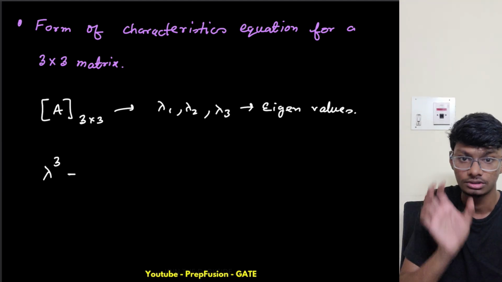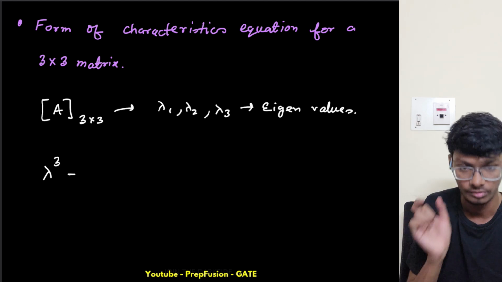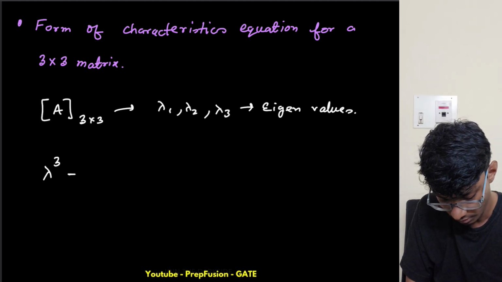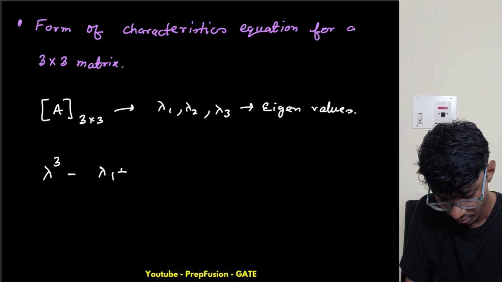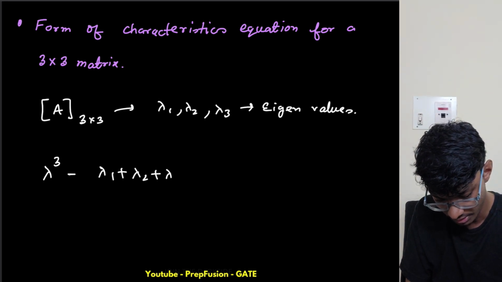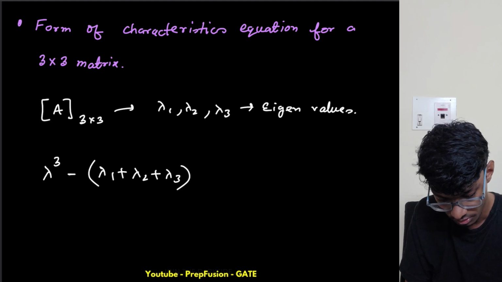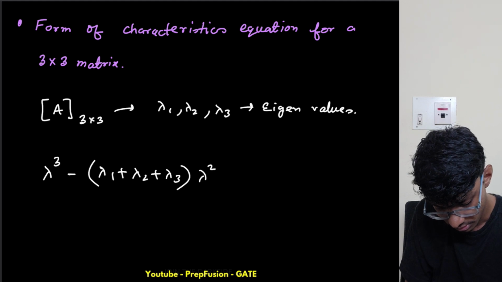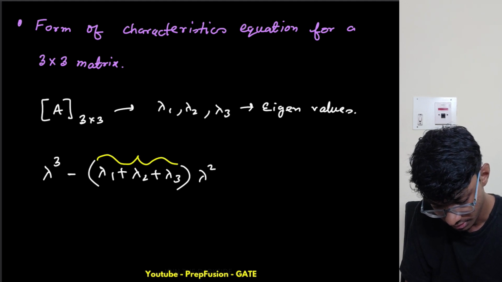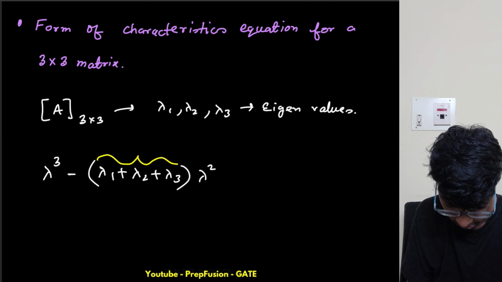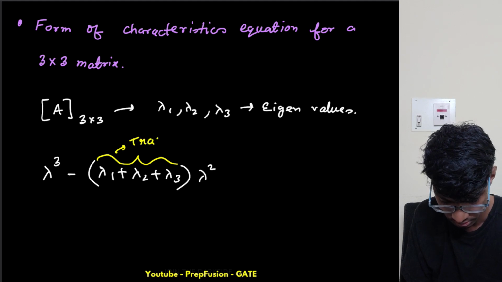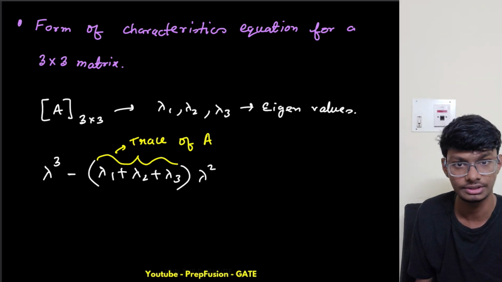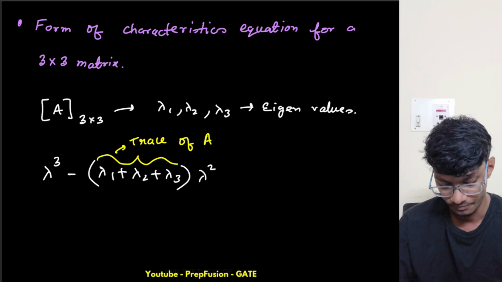Then this will be the trace of A. So this will be simply lambda 1 plus lambda 2 plus lambda 3, okay, into lambda square. What does this represent? This represents the trace of A, right?